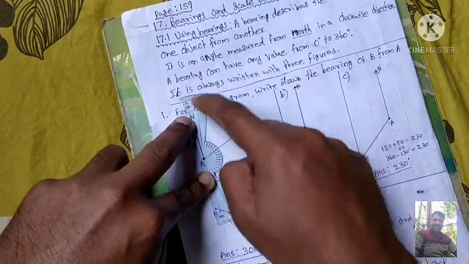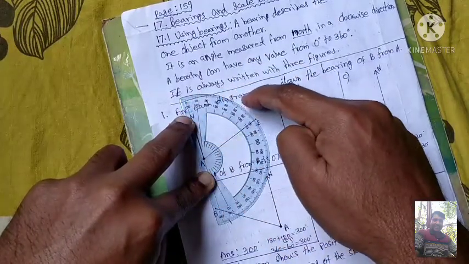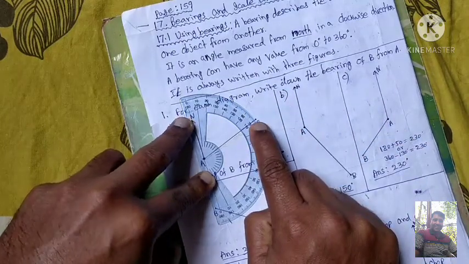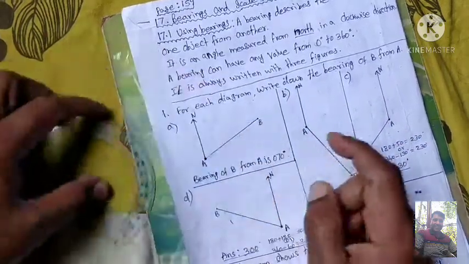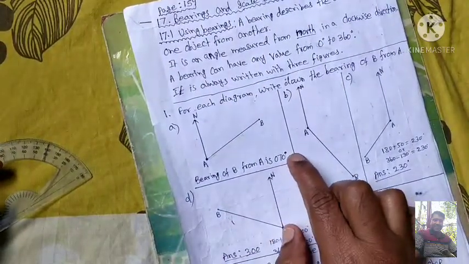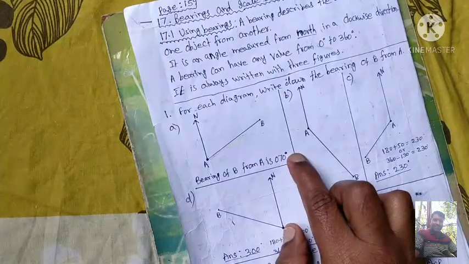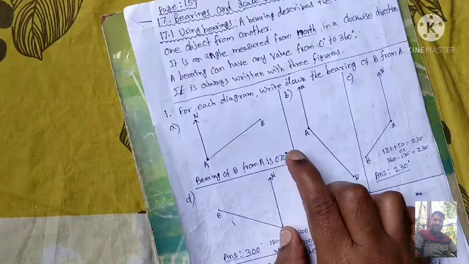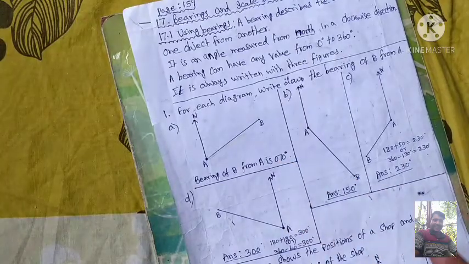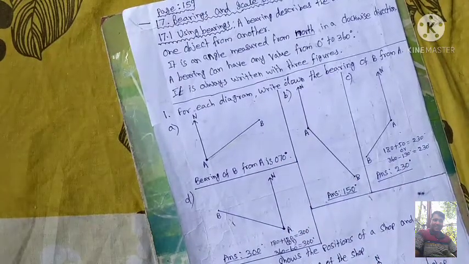0, 10, 20, 30, 40, 50, 60, 70. So this is that 70 degrees. But you have to write bearing of B from A is 070. Remember that you can't write 70 degrees, you have to write 070 degrees. So this is the right answer. Okay, now we are going to do question B.